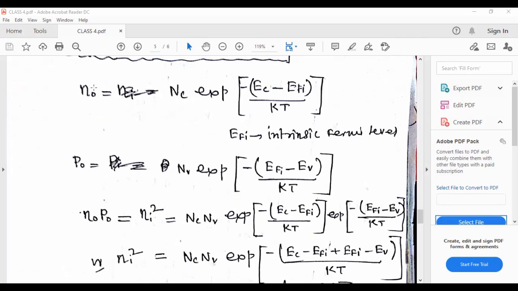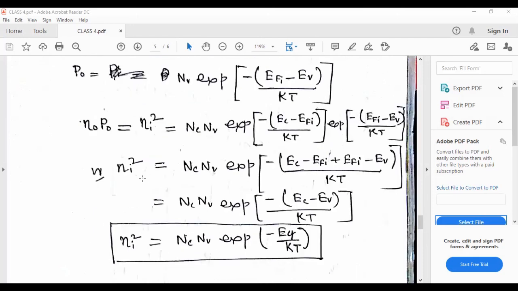So if we multiply the value of n0 into p0, this is nothing but Nc Nv exponential of minus (Ec minus Efi) upon kT, into exponential of minus (Efi minus Ev) upon kT. This will give you the value Nc Nv exponential of minus (Ec minus Efi plus Efi minus Ev) upon kT. So this plus and minus Efi will get cancelled out. You are left with Nc Nv exponential of minus (Ec minus Ev) upon kT.